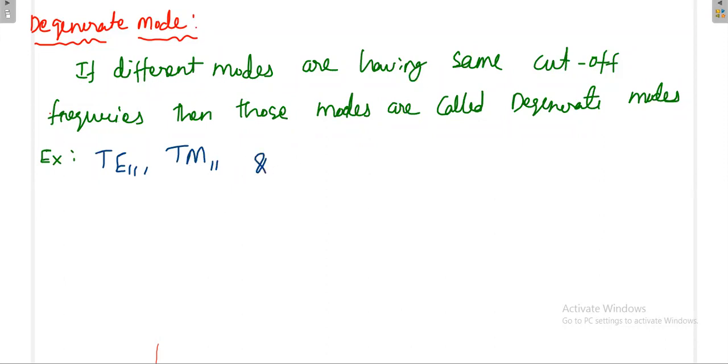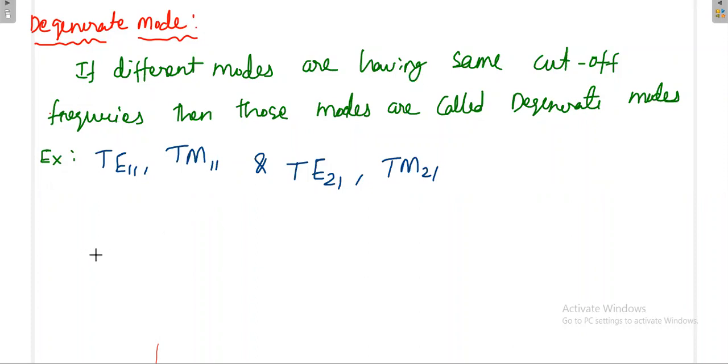And similarly for other modes, say for example TE21, TM21. So these are all the modes which are having the same cutoff frequency. So these modes are called degenerate modes. The modes TE11, TM11 are called degenerate modes, and then another pair, TE21 and TM21, are called degenerate modes.